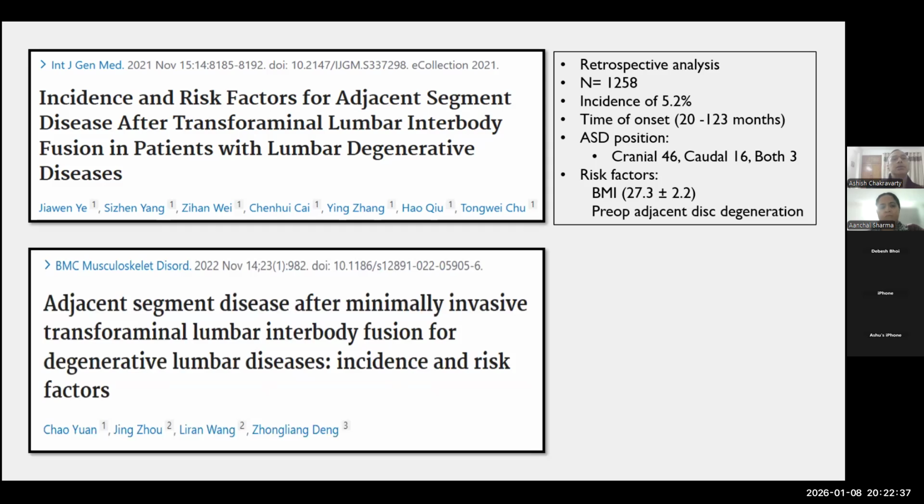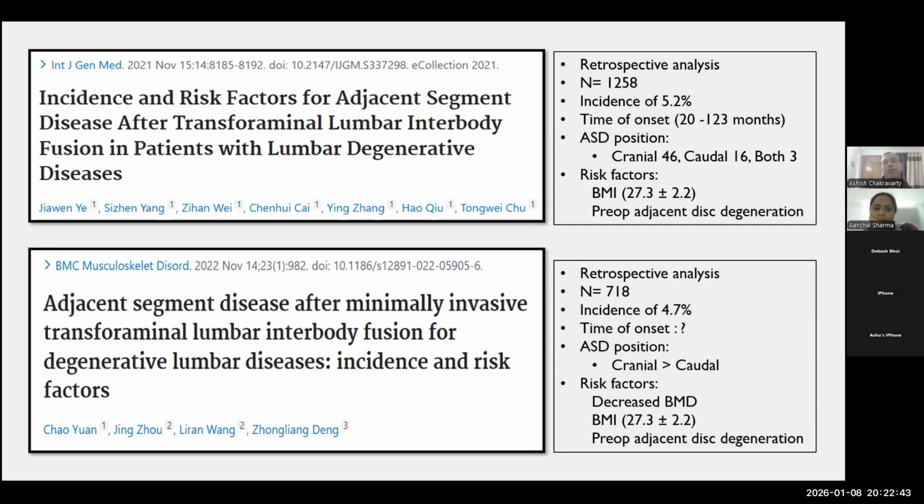Yet another nice article that I came across was this study by Yuan. This was also a retrospective analysis, and it involved around 700 patients. They also reported almost similar incidence of around 4.7%. They did not describe any time of onset in their study. And in their study also, the incidence was seen more cranial to the fused segments rather than caudal. And in addition to the BMI and pre-op adjacent disc degeneration, what they found was that low bone mineral density predisposed to more adjacent segment degeneration.